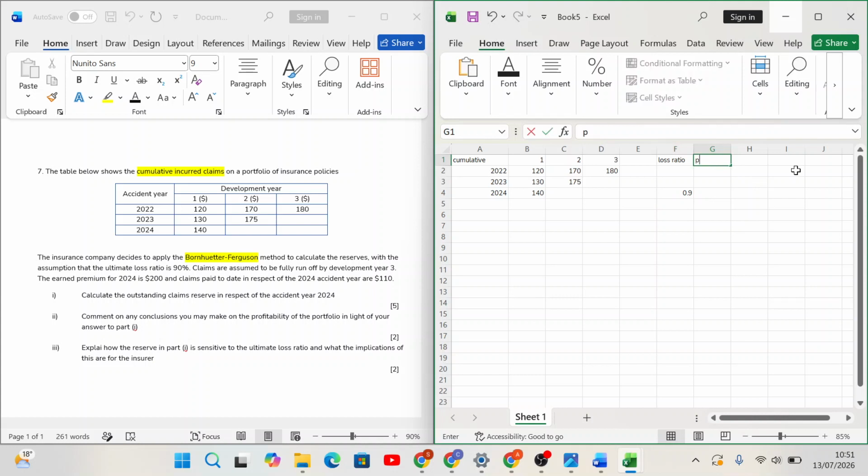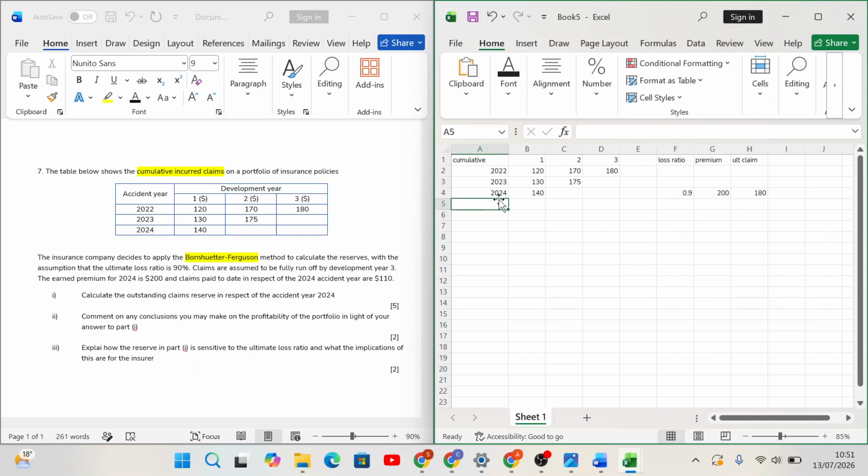Other than that, we've been given the premium, which is 200. And with that, we can calculate the ultimate claims. So we know that loss ratio is claims over premium. So the ultimate claims will be loss ratio multiplied by the premium, which is 180.